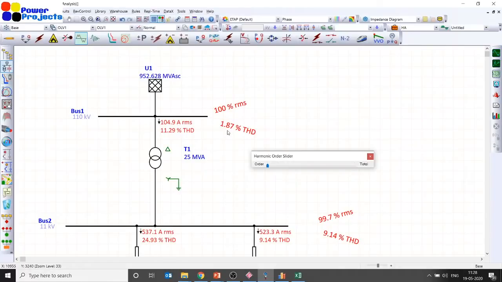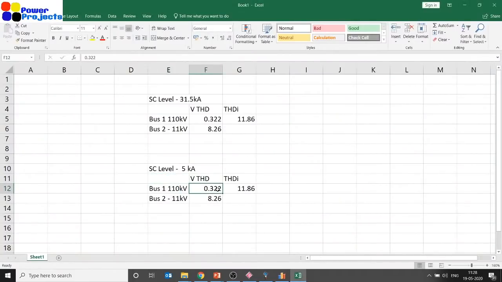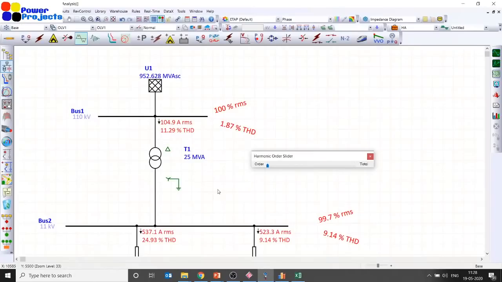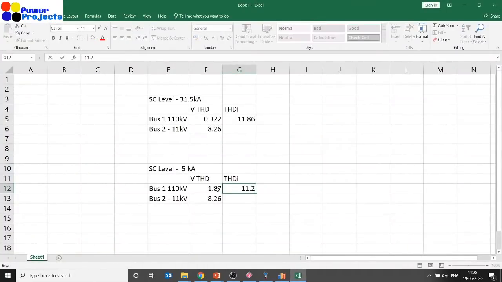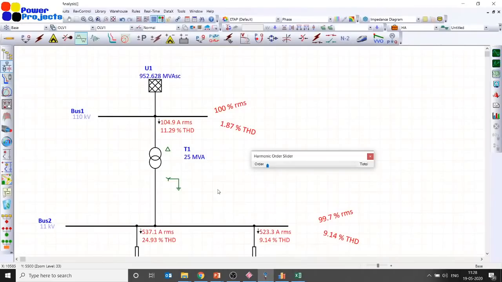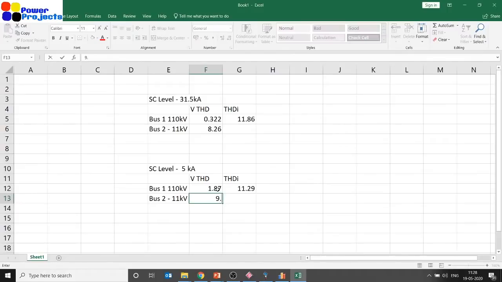Your voltage total harmonic distortion has increased to 1.87%. Your current distortion is 11.29, which is almost similar. And bus 2 voltage total harmonic distortion is 9.14%. So here is a big difference. Your grid short circuit strength has a direct impact on voltage total harmonic distortion at your point of coupling. When the short circuit level comes down from 31.5 kiloamps to 5 kiloamps, your voltage total harmonic distortion at the point of coupling has increased from 0.322% to 1.87%.